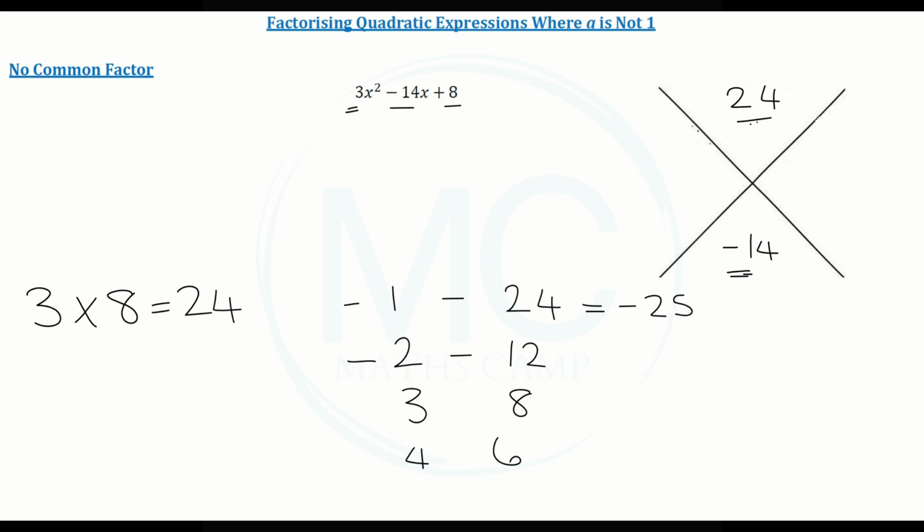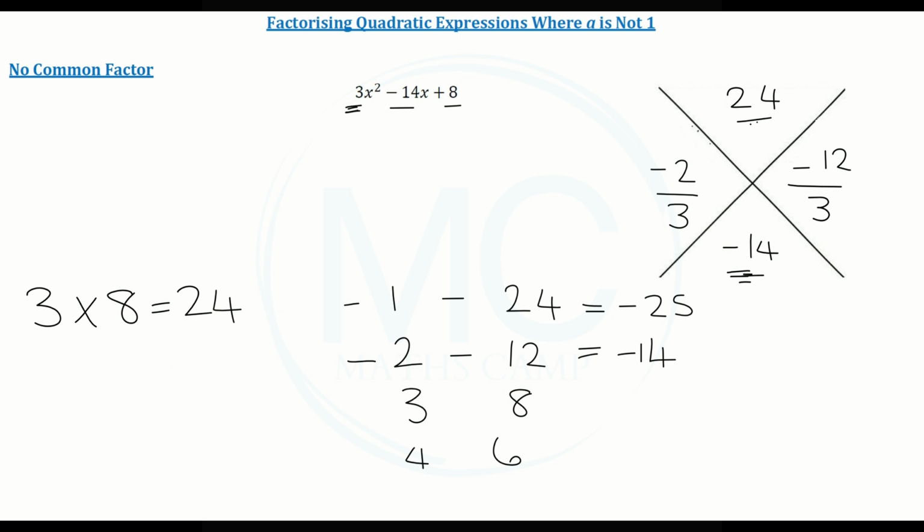-2 minus 12 gives us -14. This is the number that we've been looking for. So we know that over here we can say -2 and -12. Now we still have to divide both of these values by the coefficient of x squared. It is 3, so we say -2 over 3 and -12 over 3.